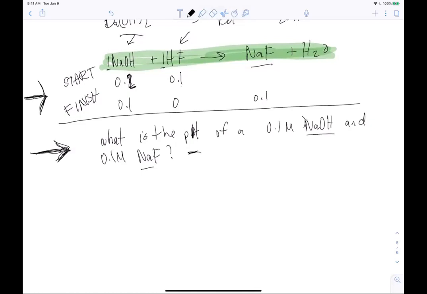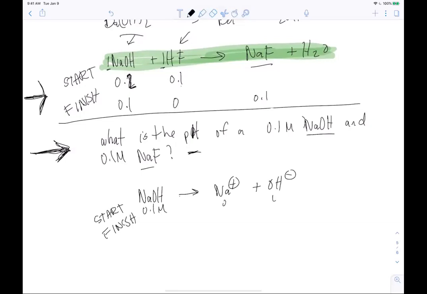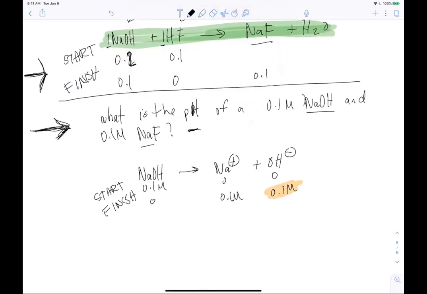So sodium hydroxide, its contribution to the pH is going to be 0.1 molar. If we want to stick with the format we've been using, you start out with this, 0 of this, 0 of this. At the end, you've got 0 of that, 0.1 molar of that, which we don't care about, but we've also got 0.1 molar sodium hydroxide. So its contribution to the pH, let's put that in orange, comes from the hydroxide. And then we can look at the contribution from sodium fluoride as well.